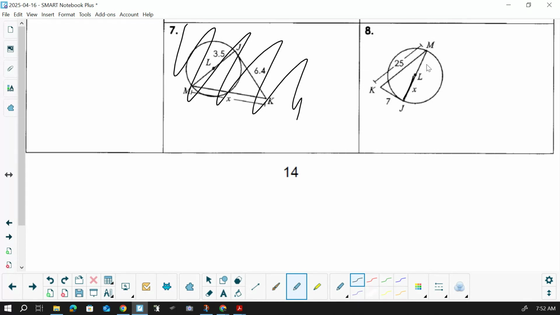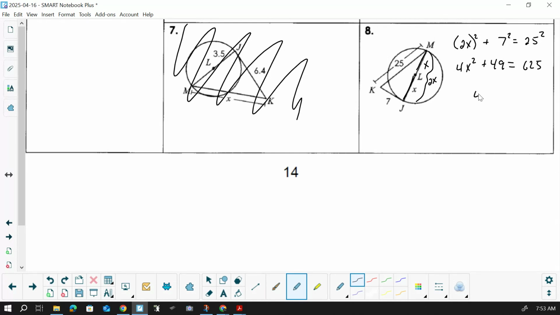This is x. This is x. So what's this whole side here? What's x plus x? Isn't that 2x? Right? So we're going to do 2x squared plus 7 squared equals 25 squared. 2x squared is 4x squared plus 49. And 25 squared is 625.